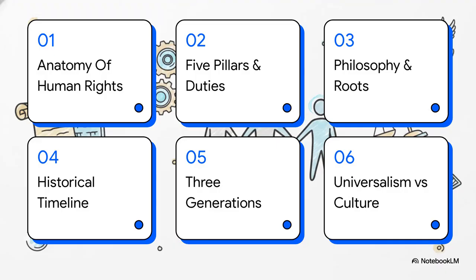Here's our roadmap for this explainer. We'll be hitting 1. The anatomy of human rights. 2. 5 pillars and state duties. 3. Philosophy and ancient roots. 4. The historical timeline. 5. 3 generations of rights. And 6. Universalism versus cultural relativism. Let's get to it.